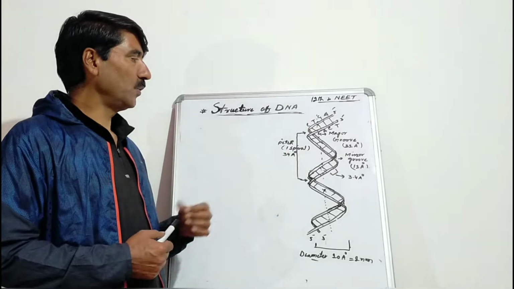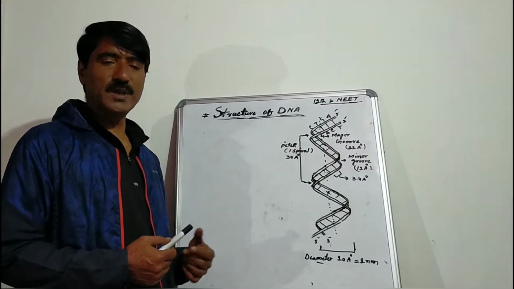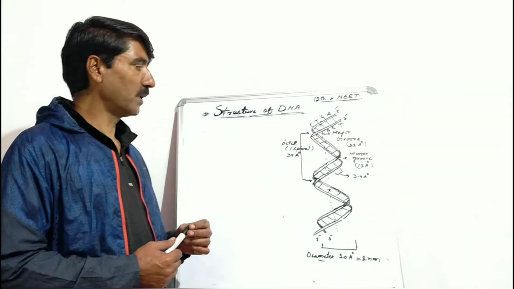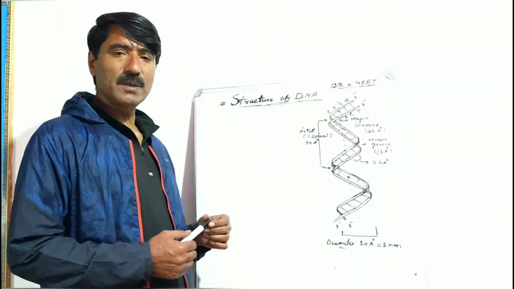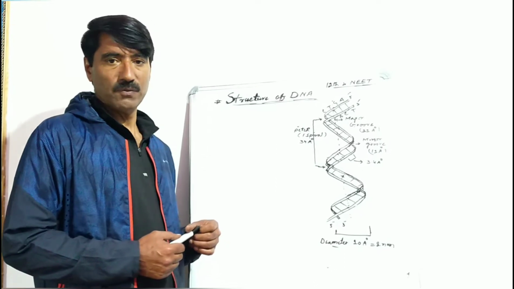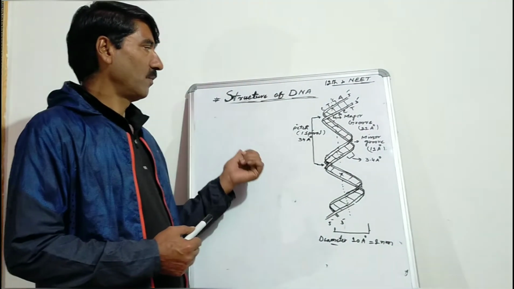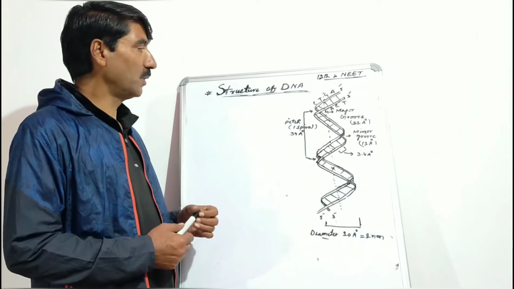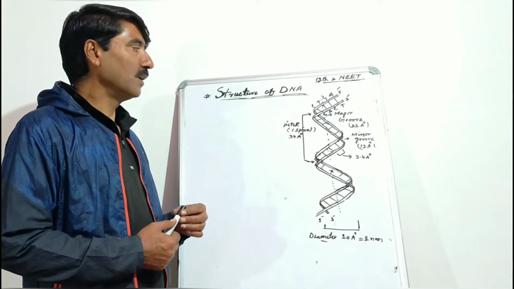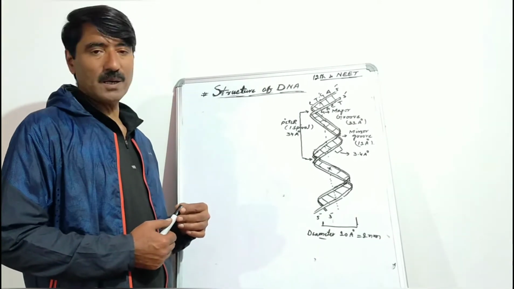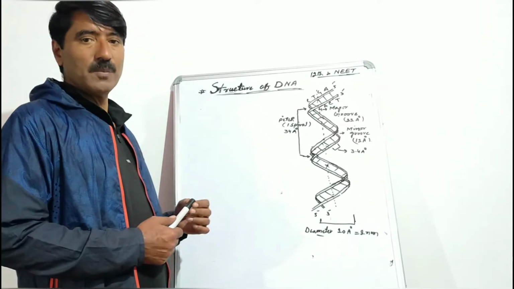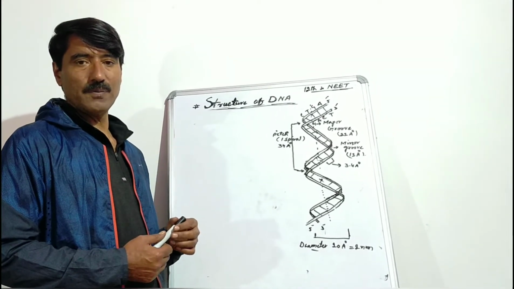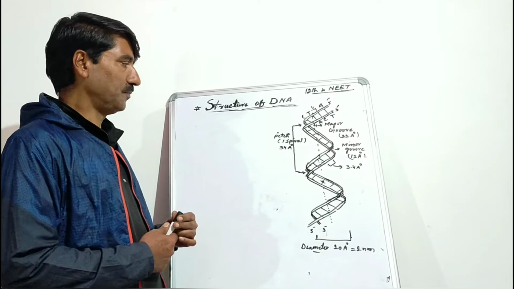In the DNA, there are two polynucleotide chains, that is two strands. But in case of RNA, there is a single strand, that's a single polynucleotide chain. Whereas there are some other differences between DNA and RNA, which we have already studied. For example, in DNA, the sugar is deoxyribose, and in RNA, the sugar is ribose. And in DNA, the nitrogenous bases are adenine, guanine, cytosine, and thymine. But in RNA, it is adenine, guanine, cytosine, and uracil. That is, instead of thymine, there is uracil.